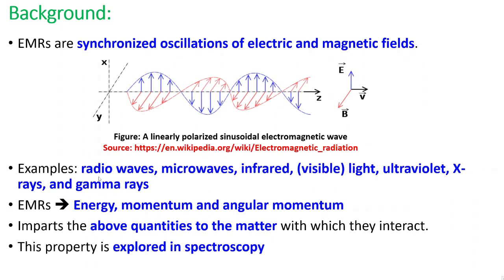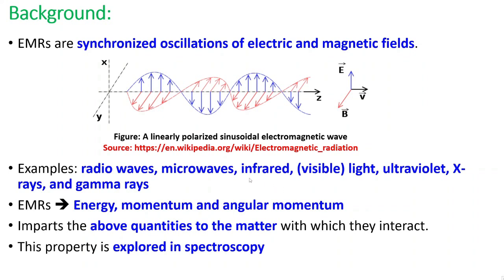So when we talk about the radio waves, we have MRI spectroscopy, or MR spectroscopy, magnetic resonance spectroscopy, where we use the radio waves as the interacting electromagnetic radiation. Then in microwaves, in ESR, electron spin resonance spectroscopy, we use the microwaves. Then infrared is used in infrared spectroscopy. There are two major types of infrared spectroscopy. First is the near infrared and the second is the mid infrared region.